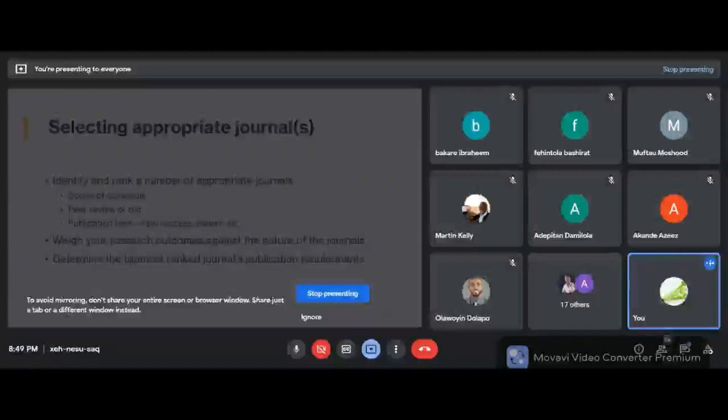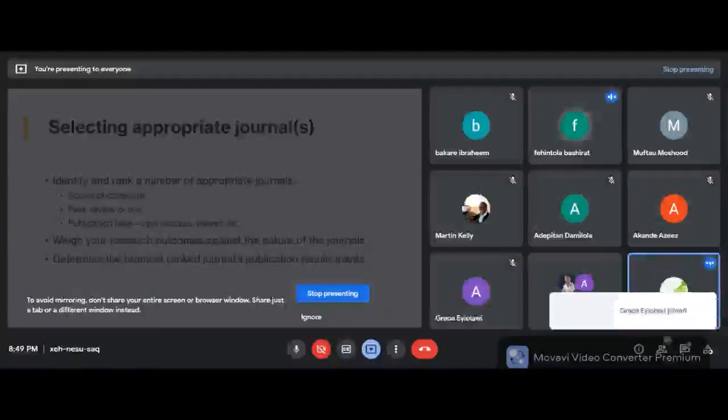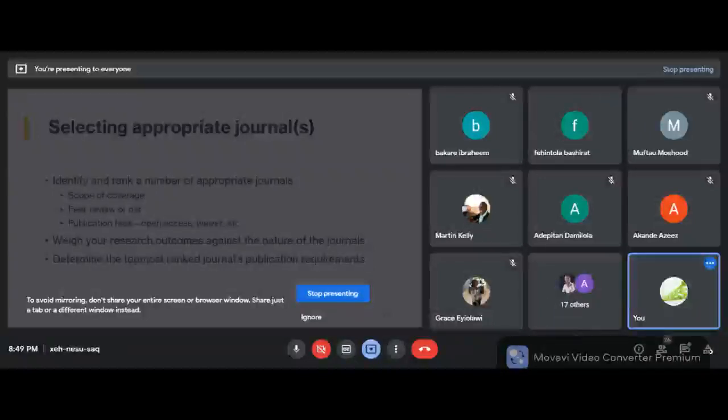So it is important to identify an appropriate journal that would fit perfectly into what the research is all about, the research that we've been able to conduct and have results for. So identifying a number of these journals is very important. And of course, there is need to rank based on interest or based on the preference to the journals. So you can identify and rank journals using scope of coverage, whether they are peer reviewed or not, whether there are applicable publication fees or not, whether there is availability of waiver, the open access, and etc.